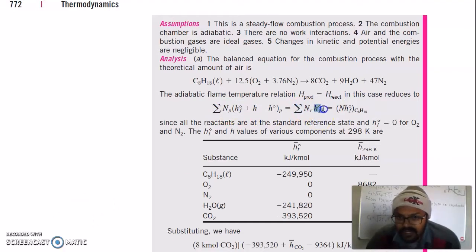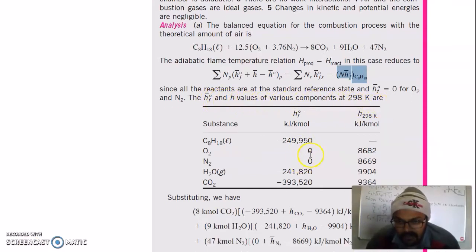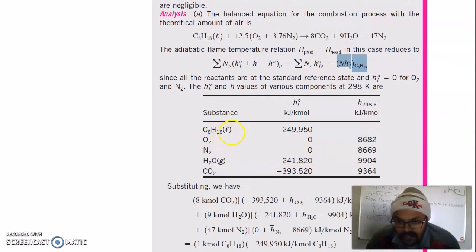In the case of reactants, they will be at standard temperature because they are at 25 degrees Celsius and 1 atmosphere pressure, so it is hf naught. In this case, your reactant is C8H18. So this is your enthalpy of the reactant. Since all reactants are at the standard reference state, hf is 0 for oxygen and nitrogen. The hf naught and h values for various components at 298 K are given here, for your C8H18 liquid form, oxygen, nitrogen, water and CO2.